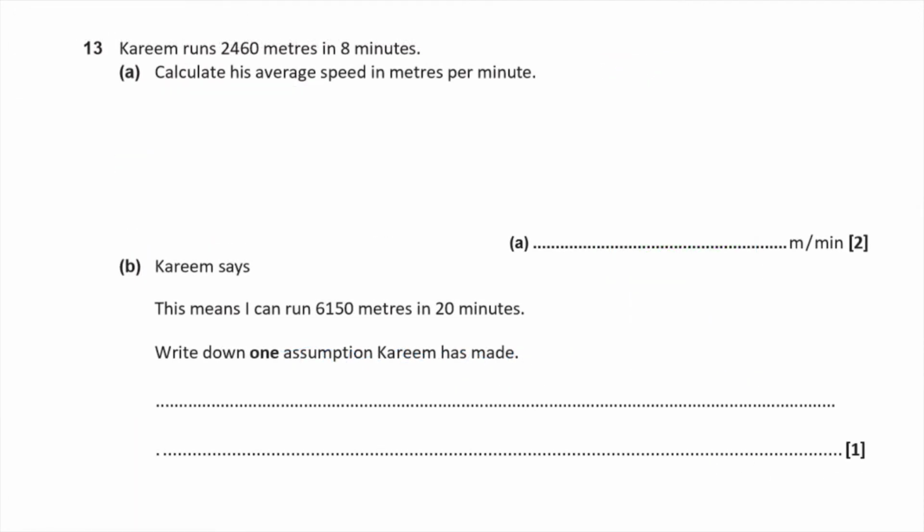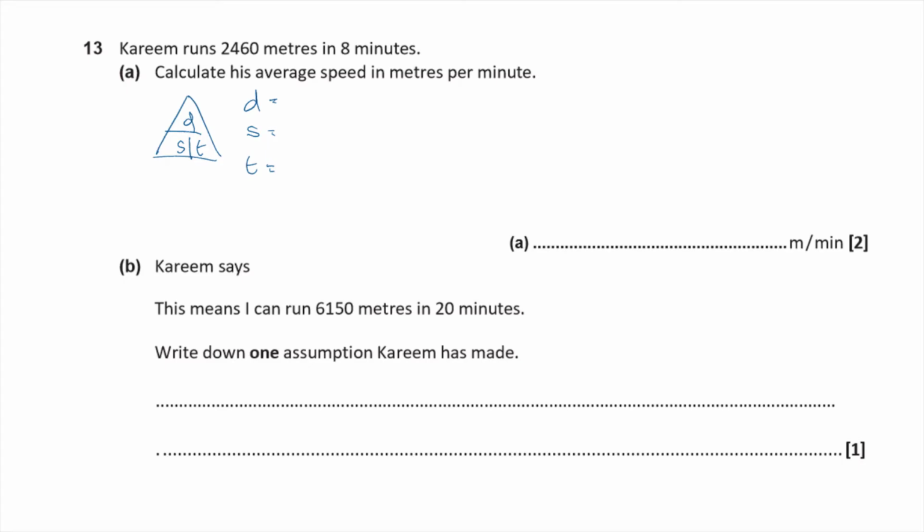Question 13. Karim runs 2,460 meters in 8 minutes. Calculate his average speed in meters per minute. Okay, so I'm going to use the DST triangle here. Distance, speed, time. What's D? What's S? What's T? Let's have a think about that.